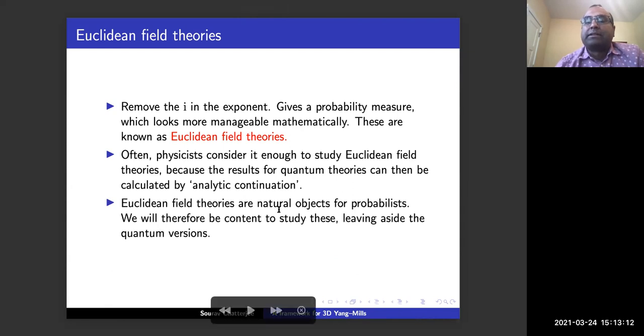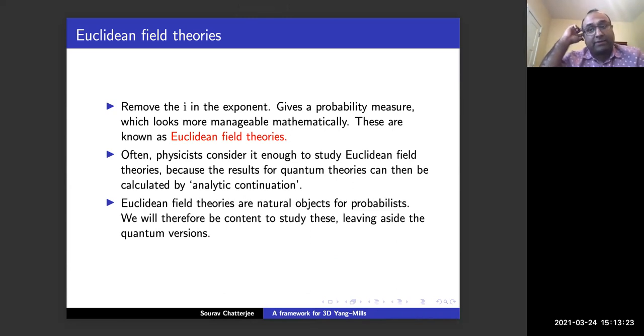So Euclidean field theories are natural objects for us, for probabilists, and so we'll just be happy to study these, leaving aside the quantum versions for now. Although there is a big machine in constructive field theory which takes these Euclidean theories and produces the quantum theories out of them. I'm not going to talk about that, but there is a machine to do that. Okay.